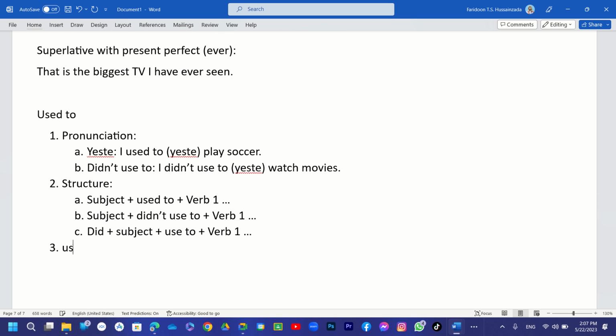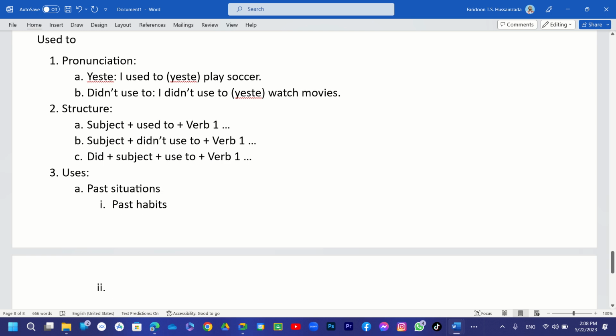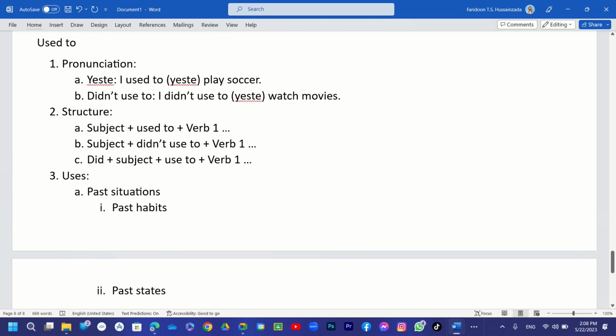And what is the usage of this structure? Sorry, the usage or the use of used to. Yeah, it has a lot of uses. It is for past situations. If we come down a bit, we can make it much clearer, like past habits and past states. For both of them, we can use used to.